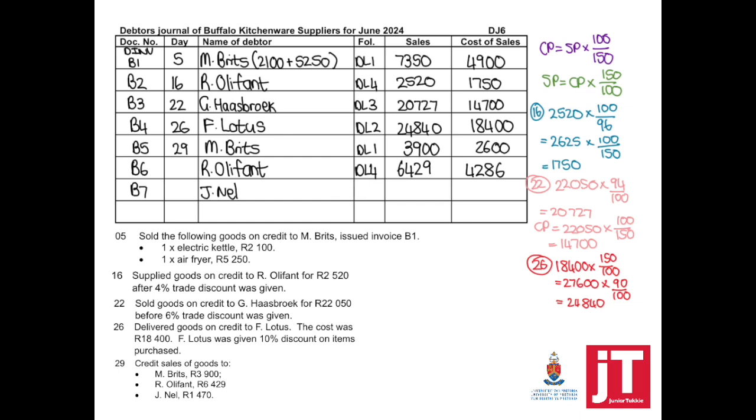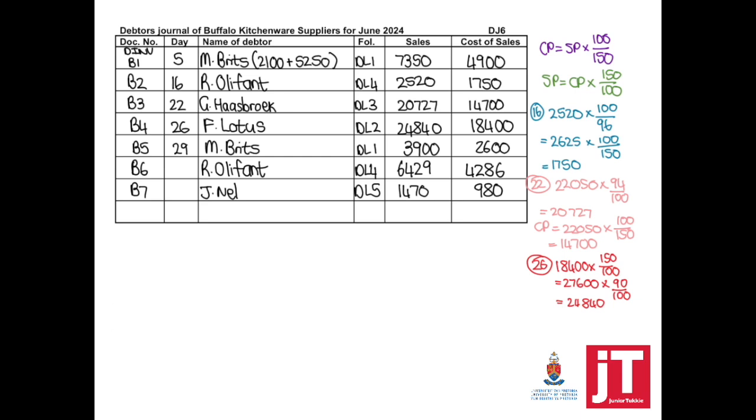Then on the same day, we don't need to write the date, the source document B7, who purchased from us, J. Now. This must be taken to his individual account, the debtor's ledger number 5, the selling price $1,470, and the cost is $980. And once we're done with this, we can draw a line so that we can total sales and cost of sales.